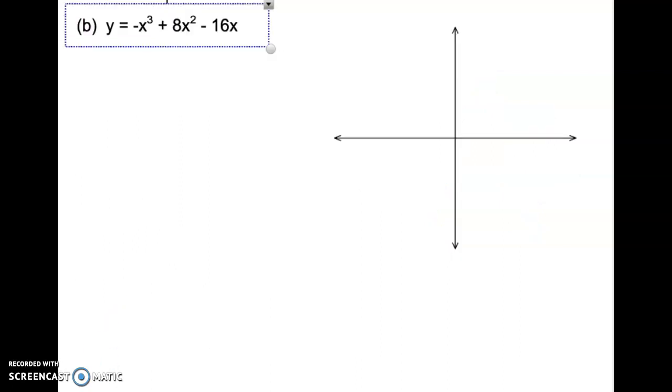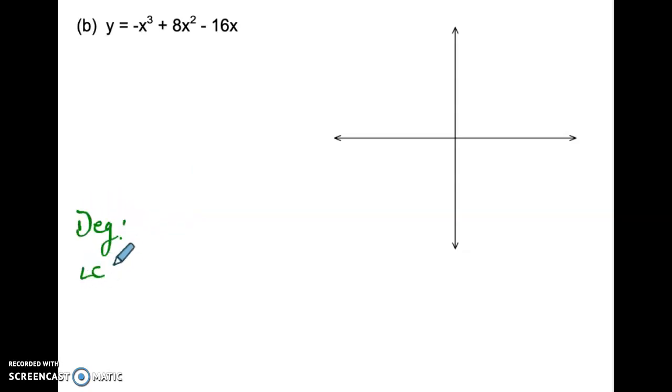Here's our next one. So this one is a little bit more challenging because it's given to us in expanded form. So in expanded form, we can actually find out some of the information, right? Remember, we need degree, we need leading coefficient, we need end behaviors, we need the x-intercepts, and we need the y-intercept.